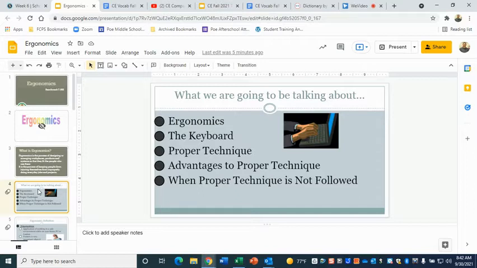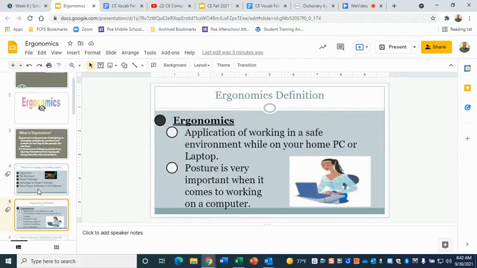In this class, we are going to be talking about ergonomics, the keyboard, proper technique, advantages to proper technique, and when proper technique is not followed. Ergonomics is the application of working in a safe environment while on your home PC or laptop. Posture is very important when it comes to working on a computer.